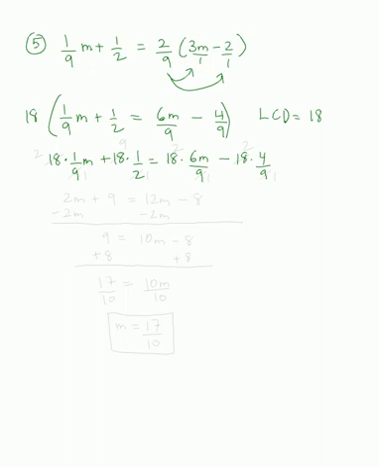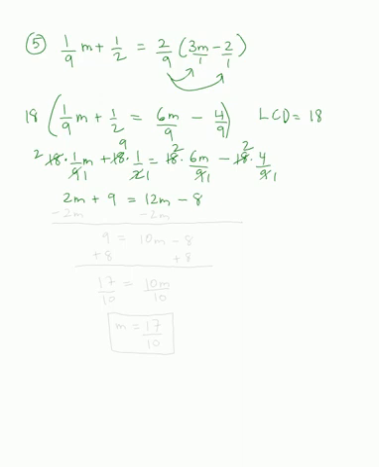Let's start with the first one. 18 and 9 reduce to 1 and 2. And 2 times 1m is 2m. Plus, here, 18 and 2 reduce to 1 and 9. And 9 times 1 is 9, so we get 9. Over here, 18 and 9 reduce to 1 and 2. 2 times 6m is 12m. And then finally, 9 and 18 reduce to 1 and 2. Negative 2 times 4 is negative 8.